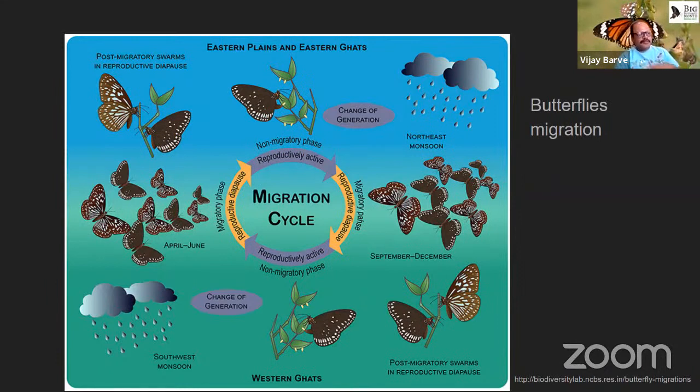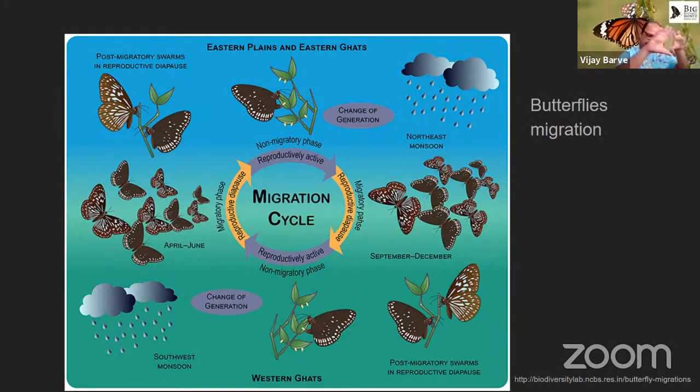And then again, in the next migratory season, in September, when things start getting colder and the climate starts getting rough, they again migrate back to Western Ghats. So it's an annual cycle where 2 distinct generations happen, into a few generations on either side, but they happen in 2 distinct locations. So in that sense, it's unique.